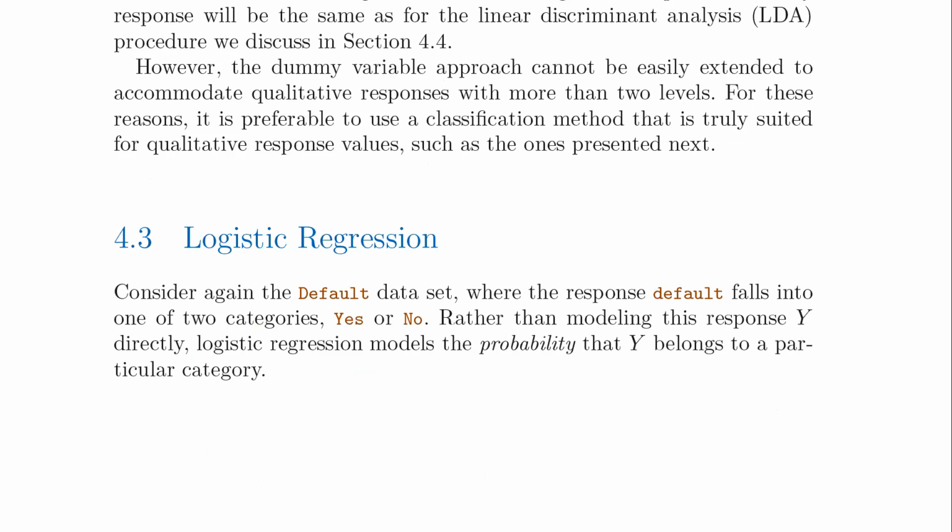There is a bit of repetition from yesterday. We can do a lot worse than repeat the last few minutes from our previous session. Consider again the default dataset, where the response default falls into one of two categories, yes or no. Rather than modeling this response Y directly, so rather than the model giving you a yes or a no as a first and final step, instead we have this multi-step process where logistic regression actually gives you what we're going to interpret as the probability that Y belongs. So it is numerical, isn't it? And we would like it to be from 0 to 1.